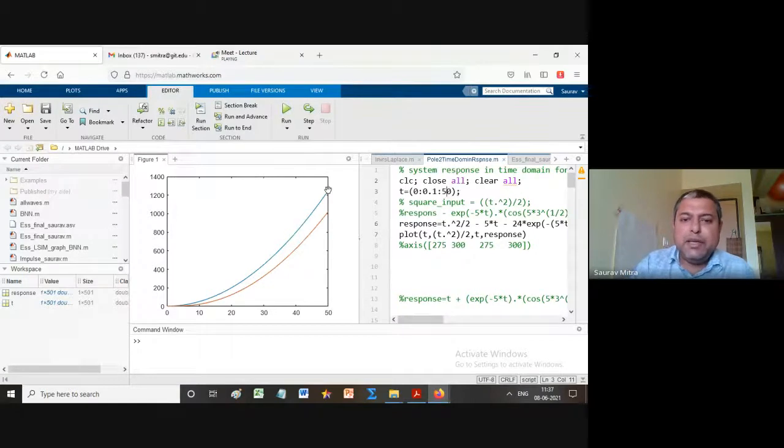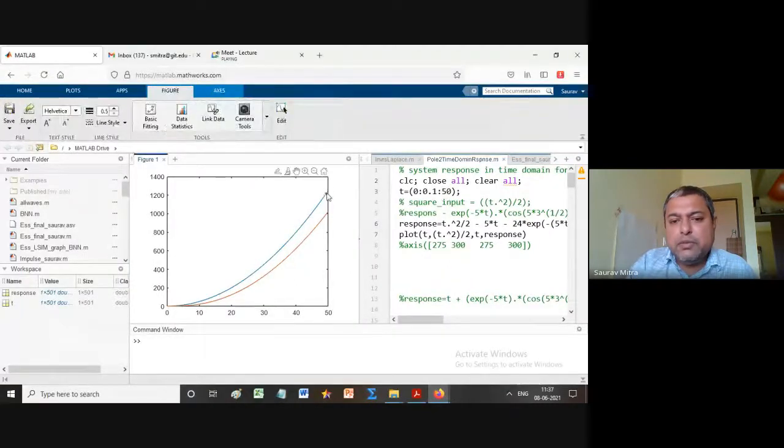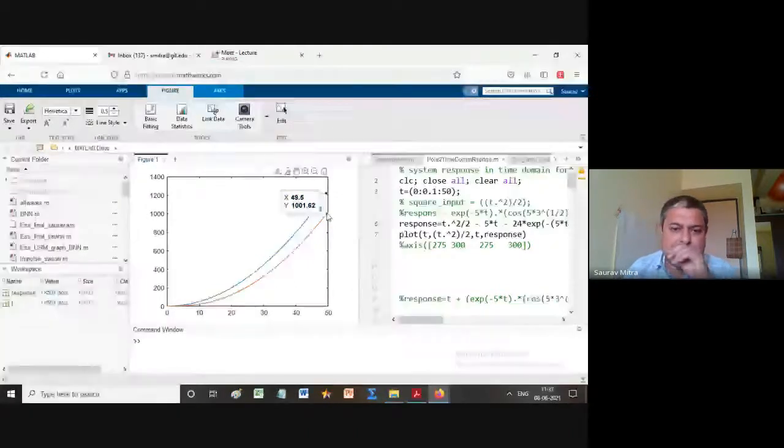Okay, so at 50, the input will be 50 square by 2, because the input is actually t square by 2. So it will be around 1250. So here it is around 1220. And the output is not that much. So output is a little less. So whatever is the output, the difference is increasing. Okay, so this you can show.